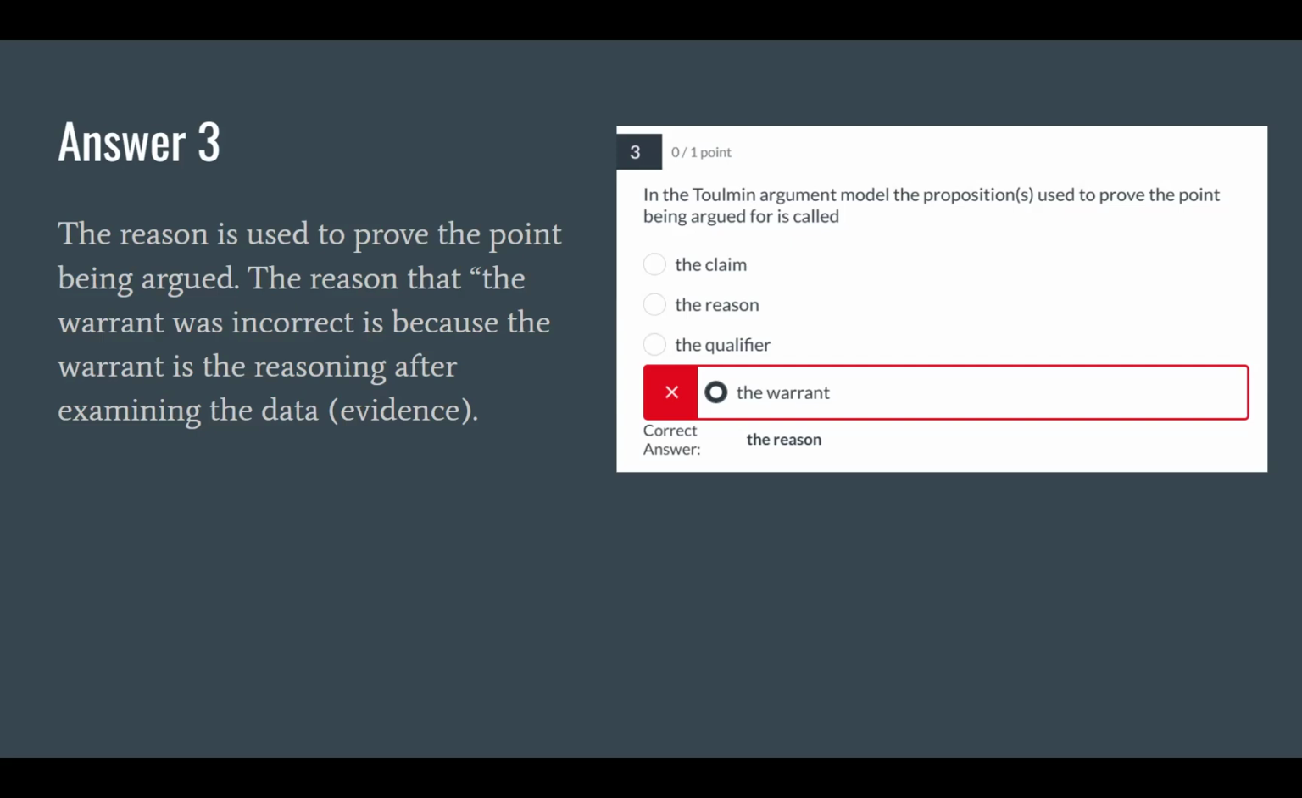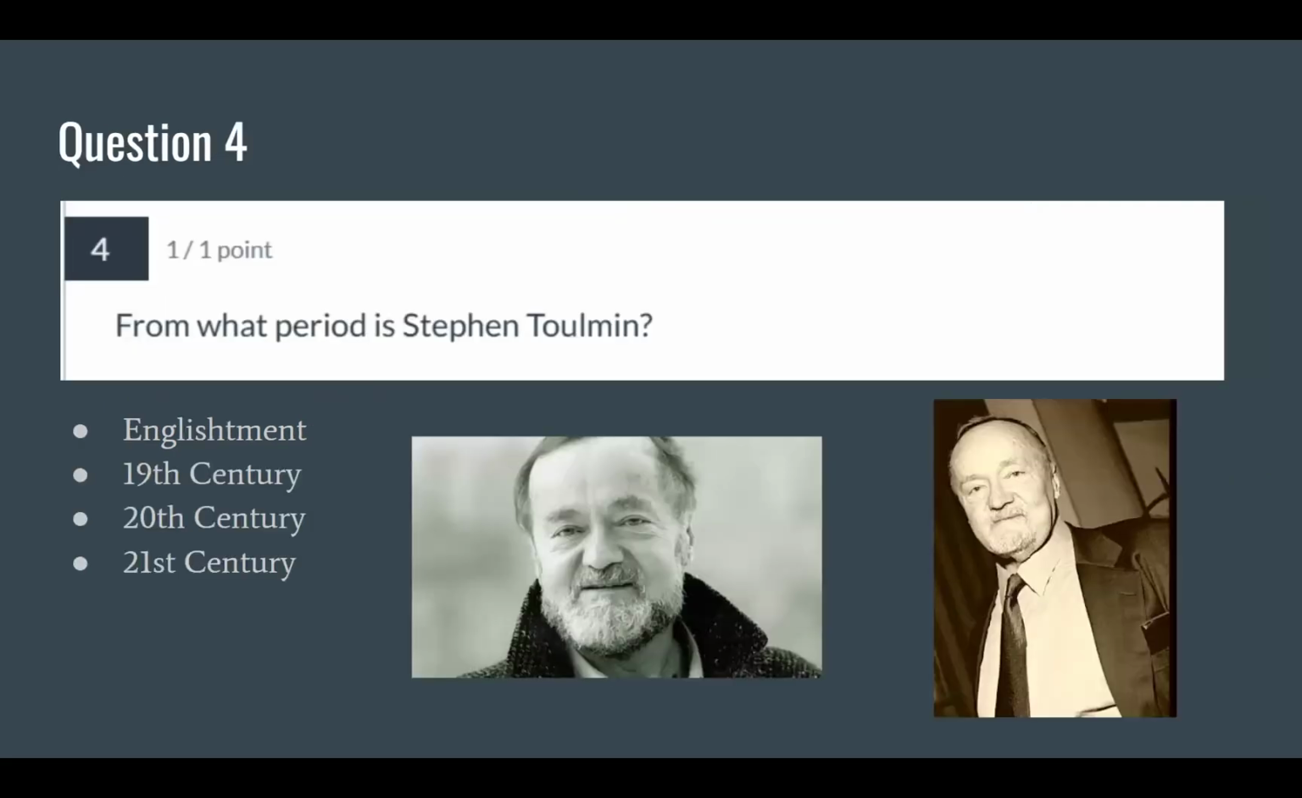I was wrong putting the warrant in because the warrant's the reasoning after you examine the data or evidence. So the correct answer here is going to be the reason. All right, going off to number four.